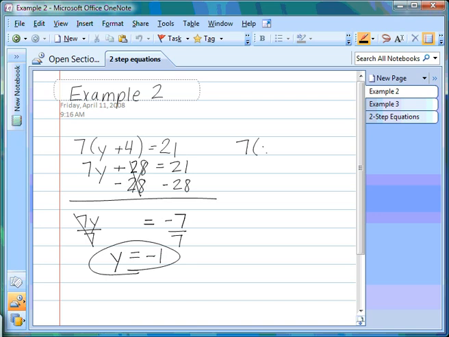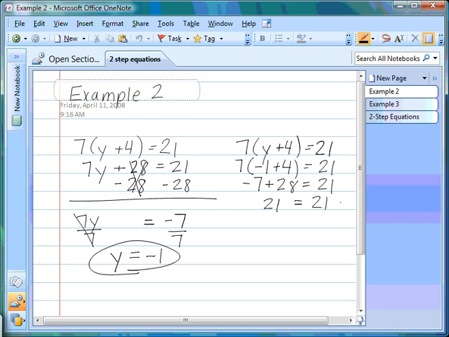Now let's go back and check it. If we take 7 parentheses y plus 4 equals 21, there's our original equation, and we need to plug in our answer for y. We use distributive property again, so 7 times negative 1 is negative 7. 7 times 4 is 28. We solve the left side. Negative 7 plus 28 is 21. Bring down our equal sign, and we have 21 on the right side, so that checks out.